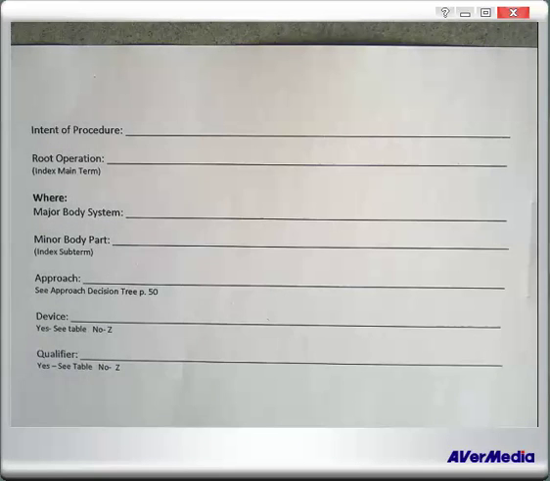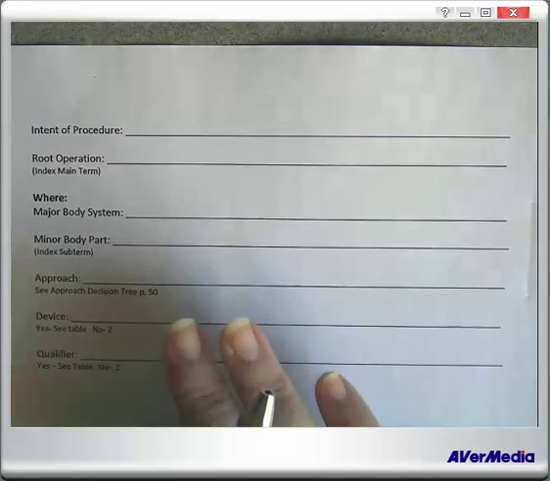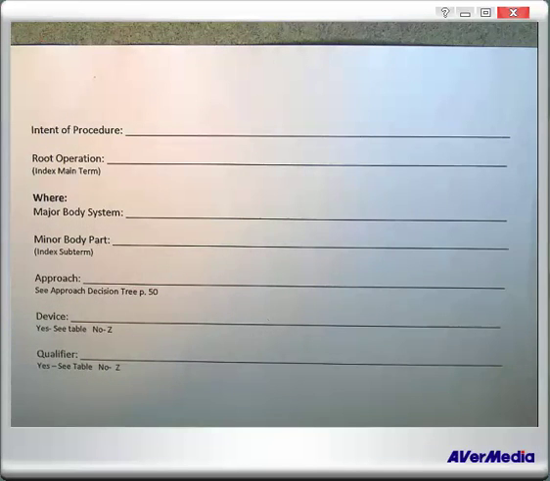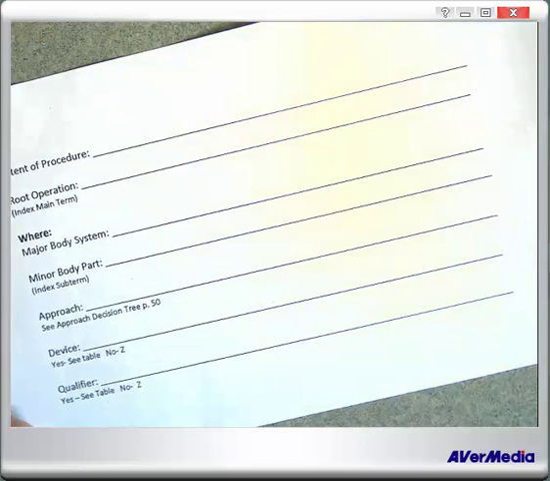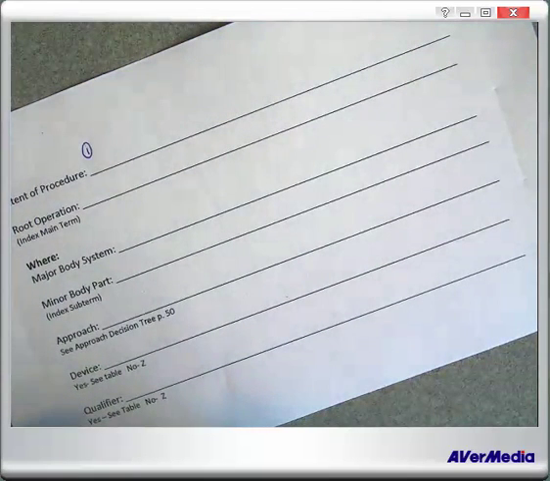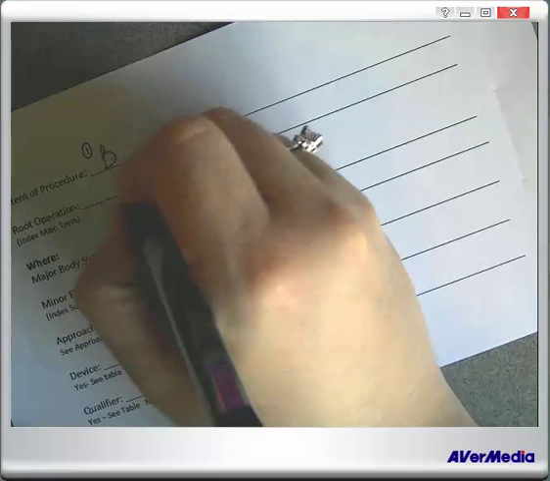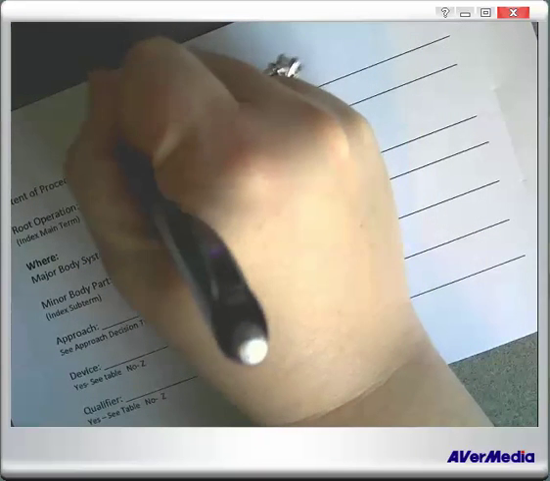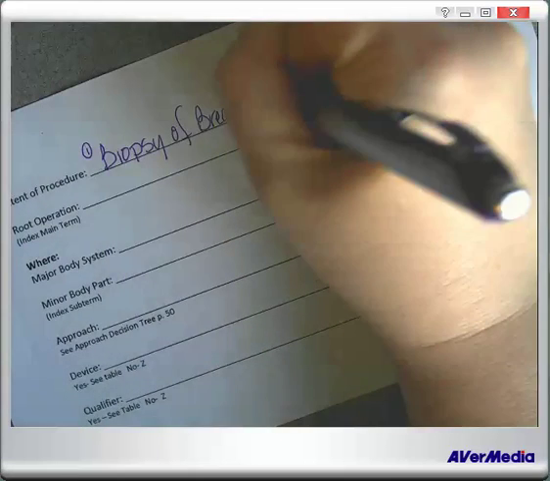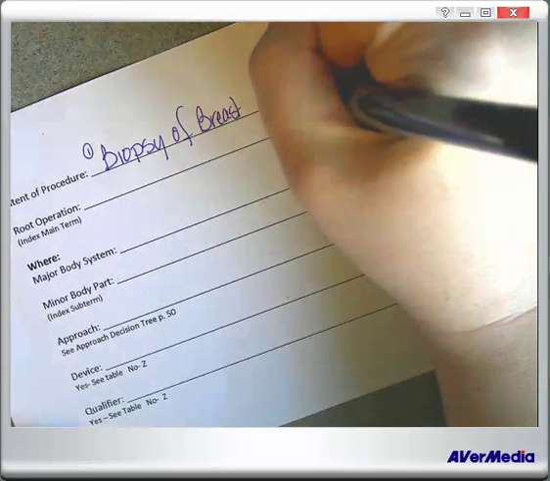So, the example we're going to use is open excisional biopsy of the left breast with partial left mastectomy. So let's go back here, and we're going to use two of these sheets this time. What is the intent of our procedure? Well, we actually have two procedures. So the first intent is to do what? Get a biopsy, right? So it's biopsy of breast. And the second is remove part of the breast, right?